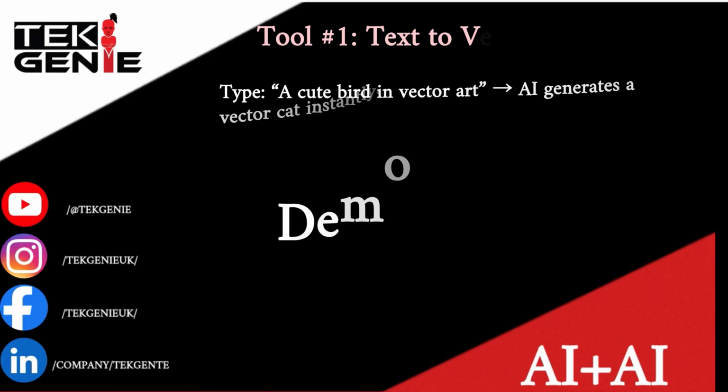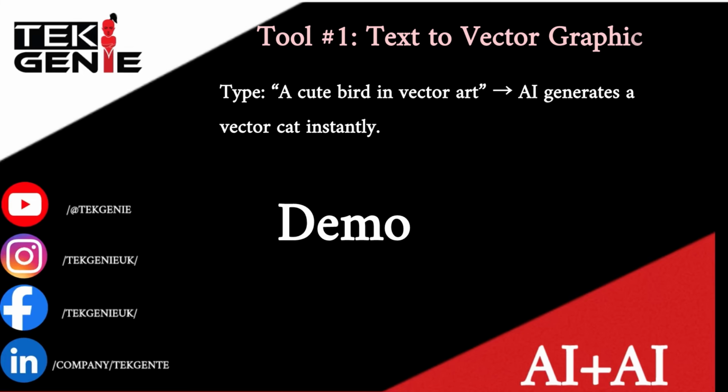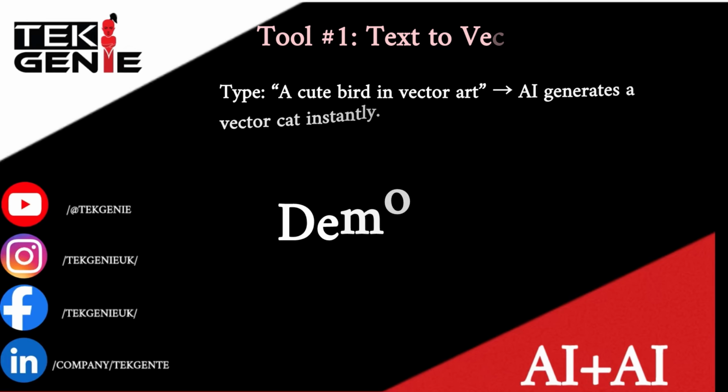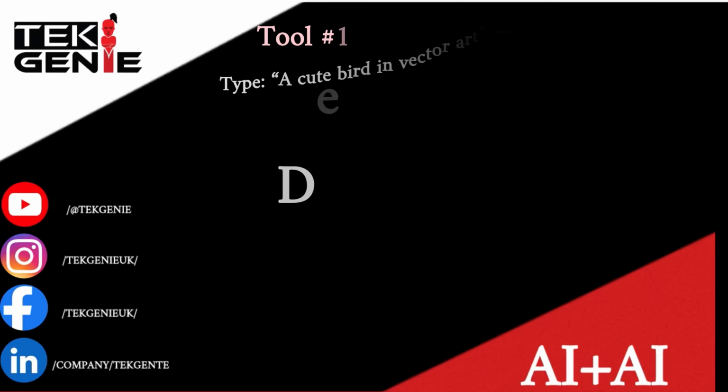Tool number 1 is text to vector graphic. You can write your prompt and turn a simple text prompt into a ready to use vector graphic. No drawing required. This is the prompt that I used, a cute bird in vector art. You can write it in here, as I show you in the demo.